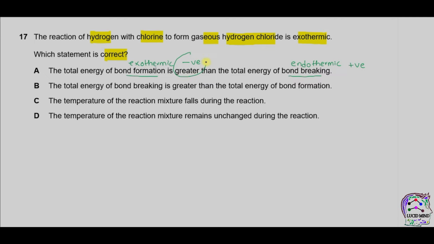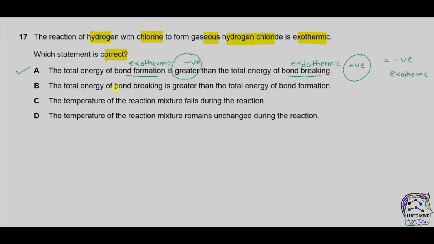If this one is greater than this one, so therefore overall it will be negative. So it should be exothermic. If the exothermic value is greater than the endothermic value, then when adding together the result will be negative, or exothermic. So option A is correct.